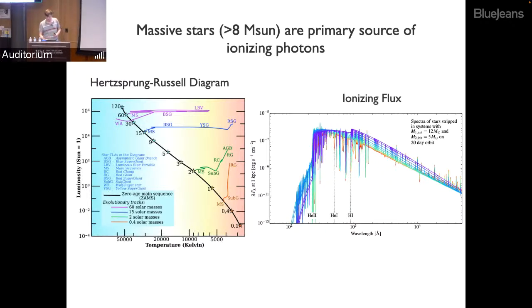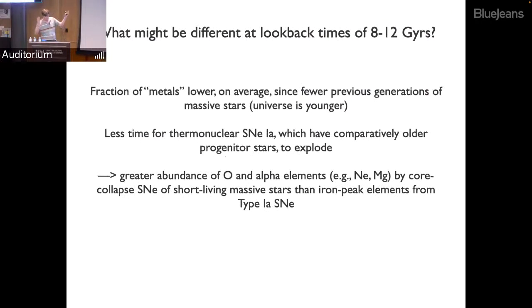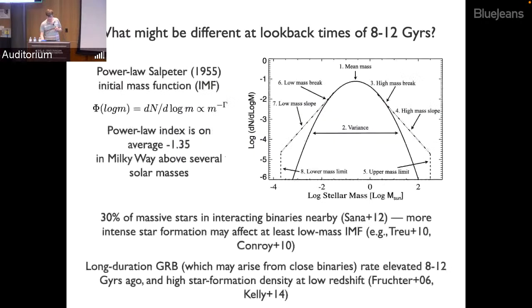And so supernovae provide a way to study the population of massive stars, which are responsible for the evolution of galaxies, provide the ionizing radiation, inject energy into the ISM, and also happen to be the progenitors of the compact remnants that LIGO is detecting. So what might be different? Well, at look-back times of 8 to 12 gigayears, you should have fewer generations of type 1a supernovae, and so you might have a greater abundance of oxygen and alpha elements from core collapse supernovae. So perhaps that could explain, say, the BPT diagram. Maybe the IMF is different, and the star formation conditions are certainly going to be different in some ways.